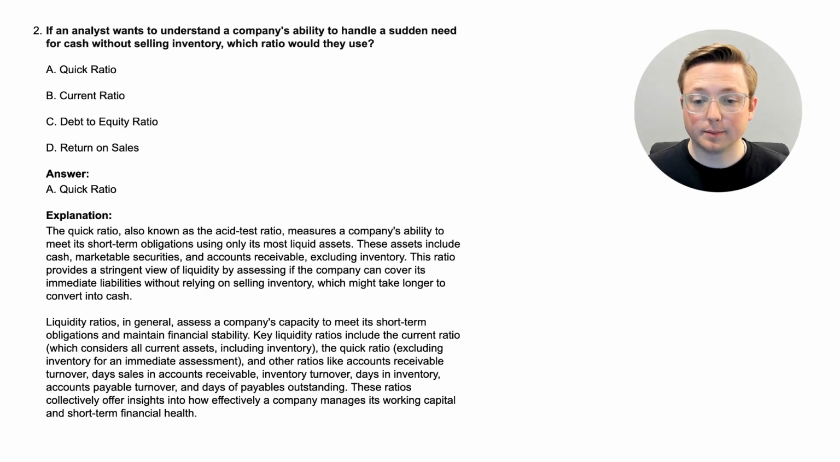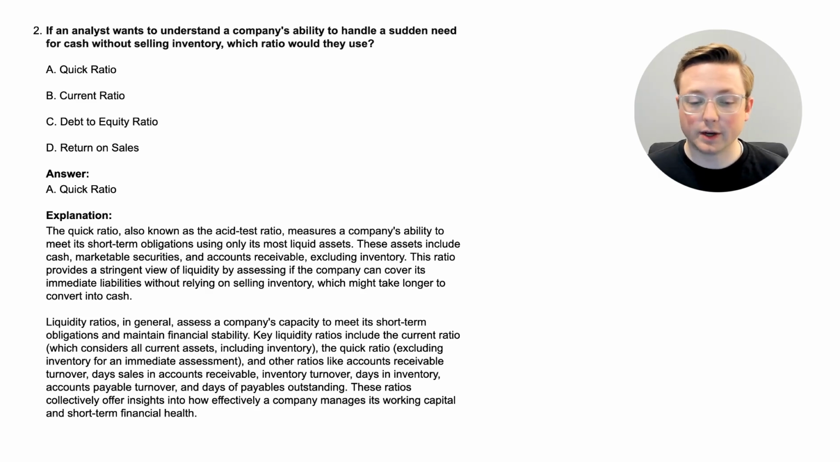It measures a company's ability to meet its short-term obligations using only its most liquid assets. So what is that? These assets include cash, marketable securities, and accounts receivable. It does not include inventory. This ratio provides a stringent view of liquidity by assessing if the company can cover its immediate liabilities without relying on selling inventory, which might take longer to convert to cash. So that's the quick ratio, seeing how quickly they can be liquid, how quickly they can get money and use it to cover things.